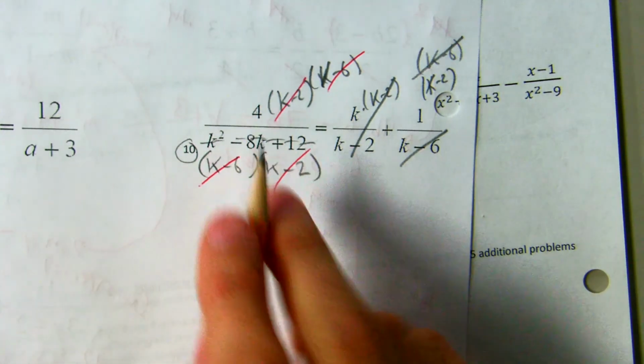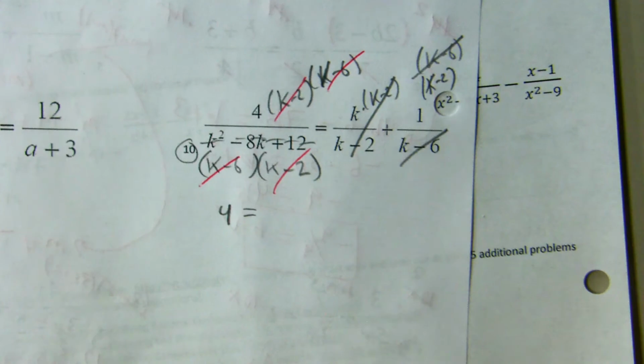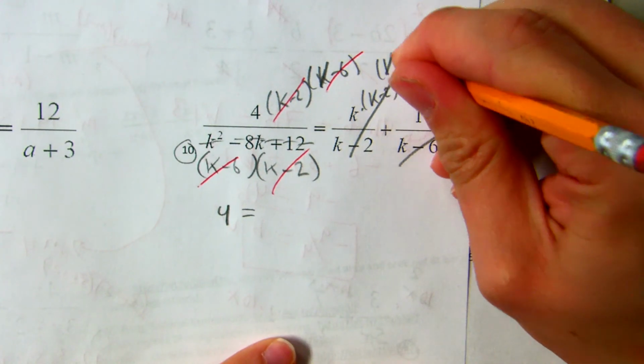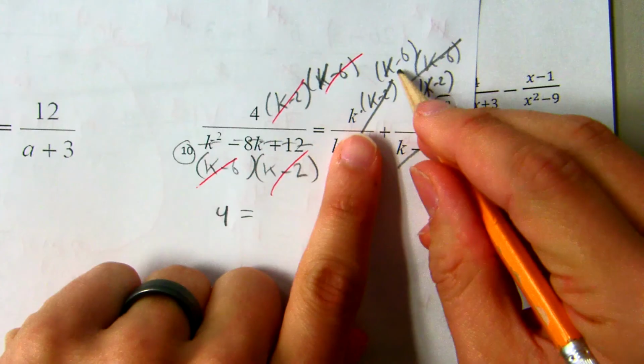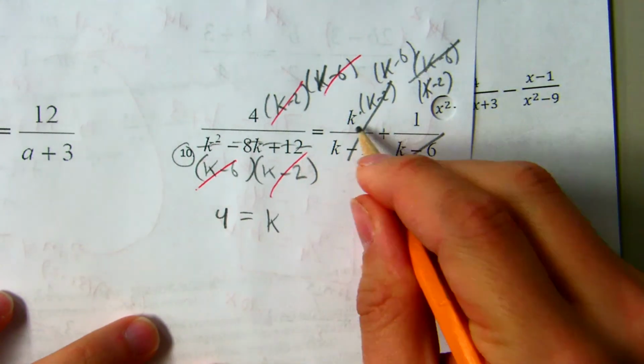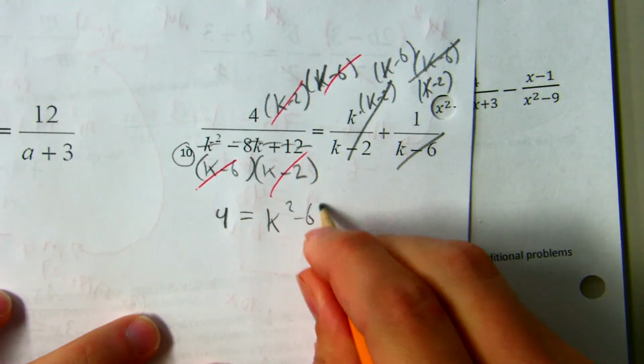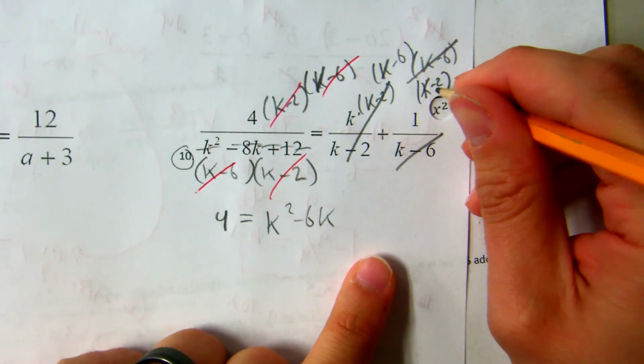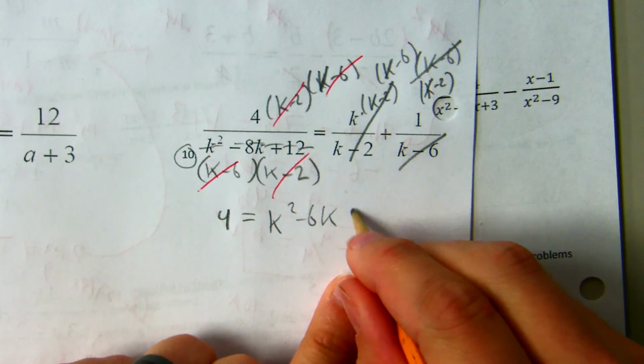So if you do that, the only thing left on the left side is a 4. Over here, this is a k squared minus 6k. And over here, this is a k minus 2.